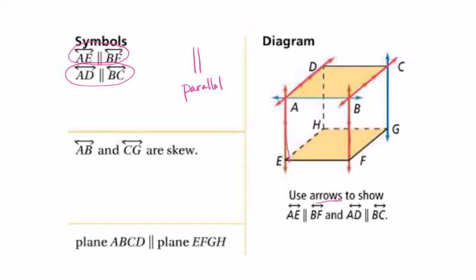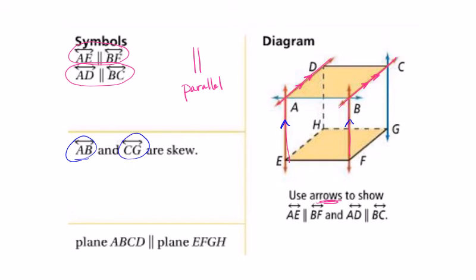Also, you see in the diagram that we show arrows. It's kind of hard to see, but we have these little arrows. BC and AD have two arrows, so they're parallel with each other. And if you notice, line AE has one arrow, and so does line BF, so that means that they're parallel with one another.